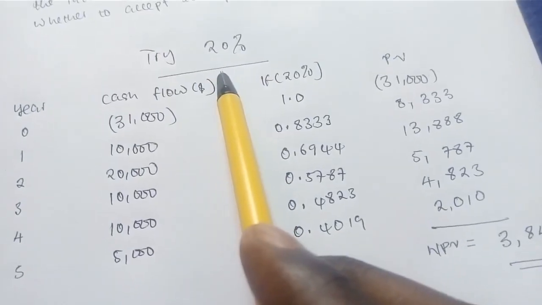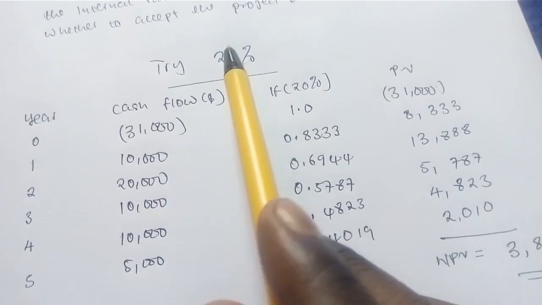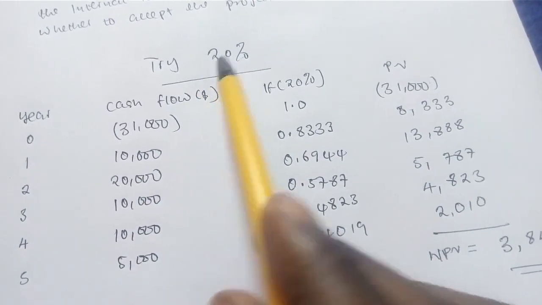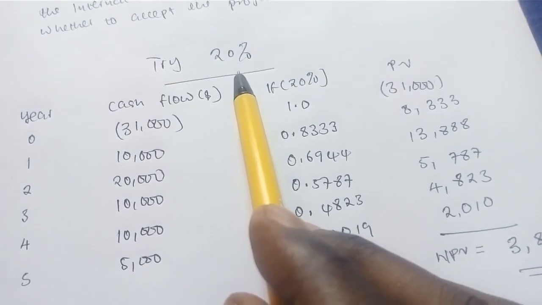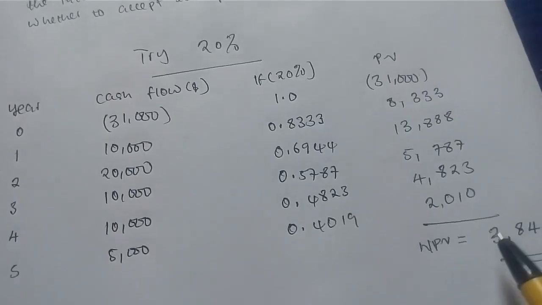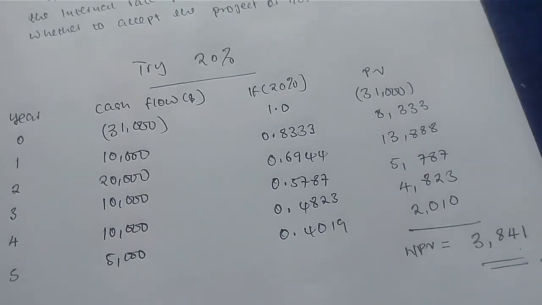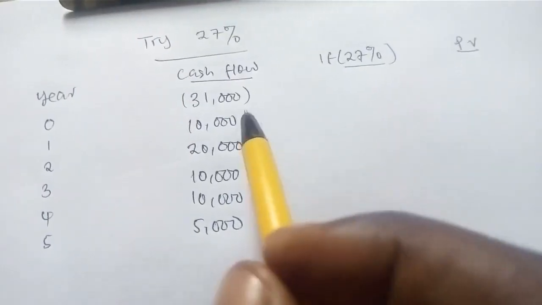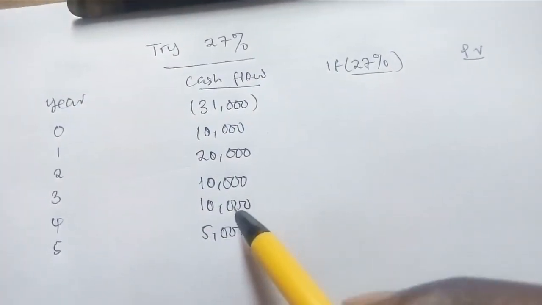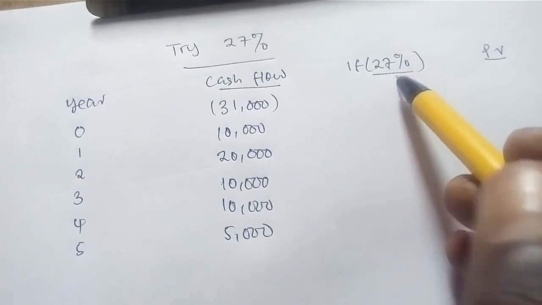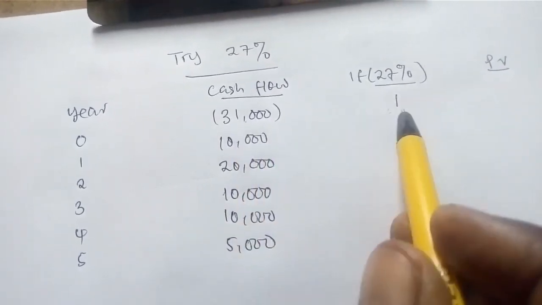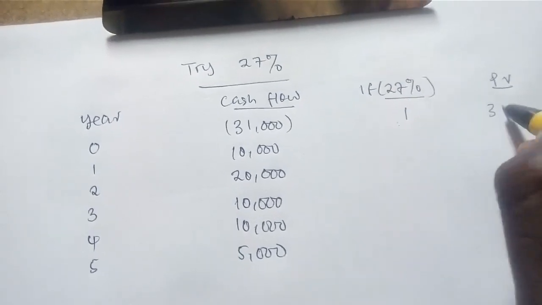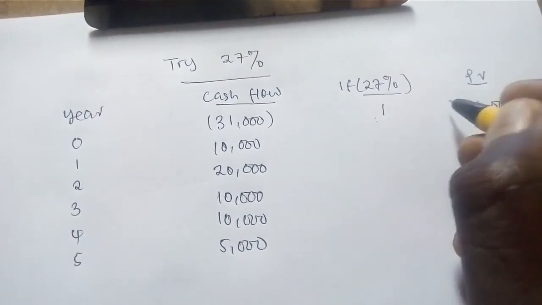So what I'll do is I'll try to increase the margin. Instead of me increasing it to 21, 22, 23, let me try 27% and see the net present value that I get. So we are trying 27% this time around. The same interest factor in year number 0, we still get a 1. Then when we multiply here, we get negative 31,000.